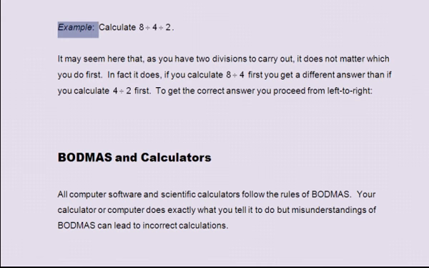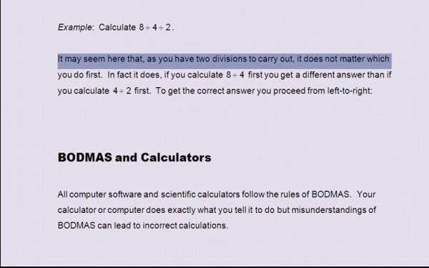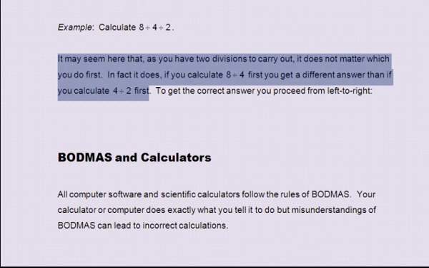Here's another example. Calculate 8 divided by 4 divided by 2. It may seem here that as you have 2 divisions to carry out, it does not matter which you do first. In fact, it does. If you calculate 8 divided by 4 first, you get a different answer than if you calculate 4 divided by 2 first. To get the correct answer, you proceed from left to right. 8 divided by 4 divided by 2 equals 2 divided by 2, because 8 divided by 4 equals 2, which gives 1.